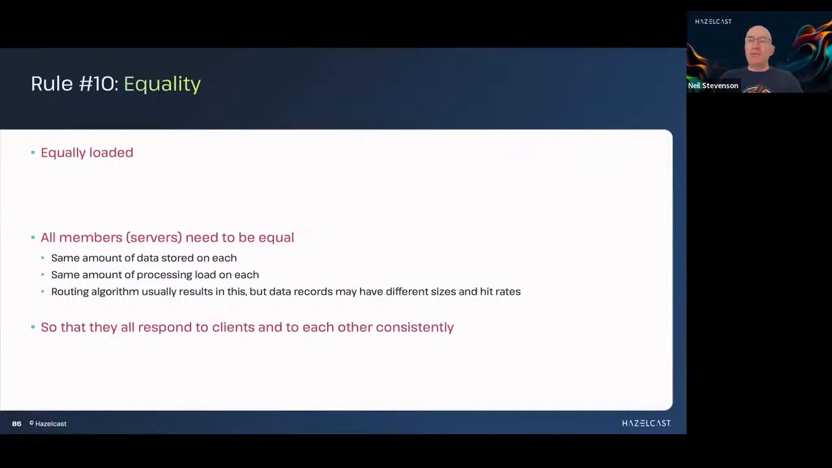You've got 1 million data records in 10 servers. Each server should have about 1/10 of the data, do 1/10 of the processing. Hazelcast, the way it routes the data, generally results in this. And when all servers are equally loaded, then they'll respond consistently to the client. You don't want hotspots and cold spots. You don't want one that's doing more than its share or one that's doing less than its share.